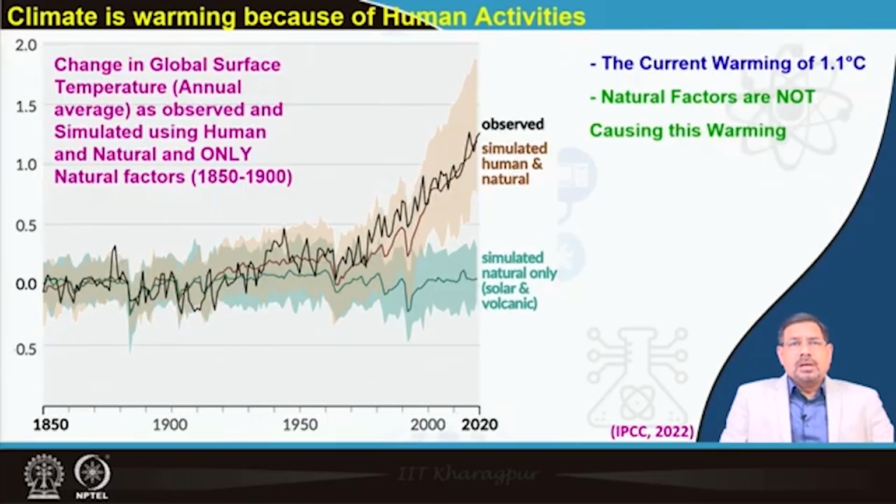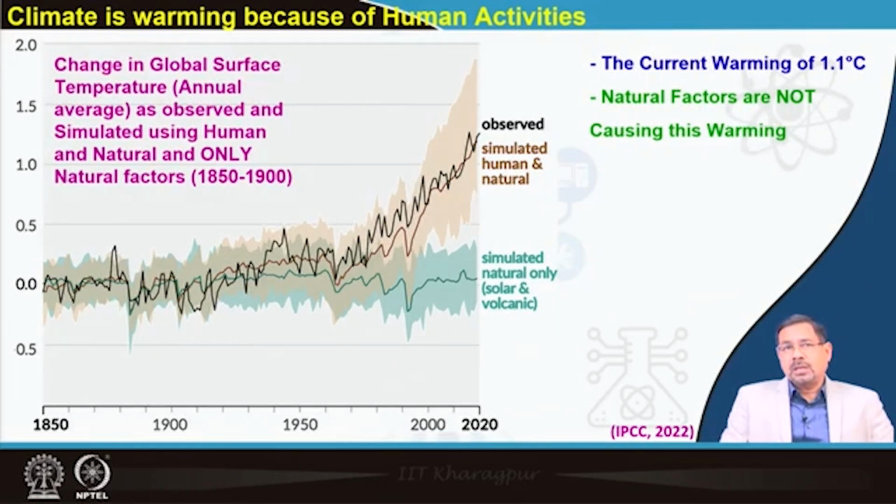In terms of the contribution, look at the curve very carefully. On the y axis, it is the change in the global surface temperature, the annual average, shown from 0 to 2 degrees centigrade, and on the x axis the period between 1850 and 2020. The observed pattern, the upper one, is shown as a black curve, and till 2019 the pattern of temperature rise in comparison to 1850 is this.